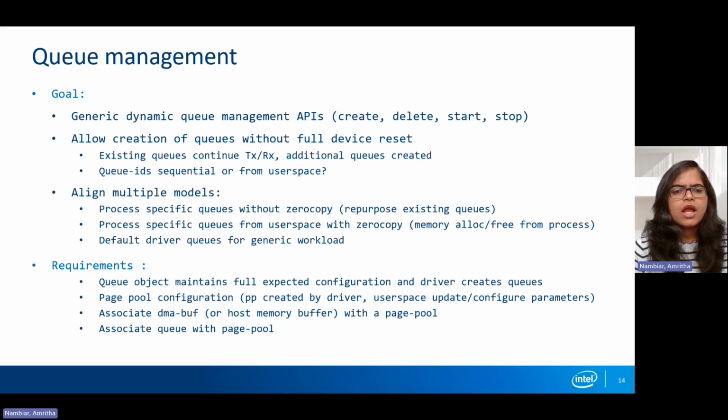And towards this goal, there are some requirements that should be achieved. We need the queue object that maintains the expected configuration, even though the queues are created by the driver itself. And then page pool configuration should be supported from the user space, though page pool itself is created by the driver. It should be possible to associate DMA buff with a page pool, and then finally associate queue with a page pool.